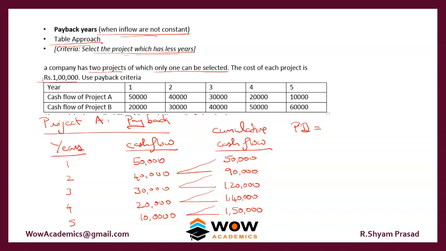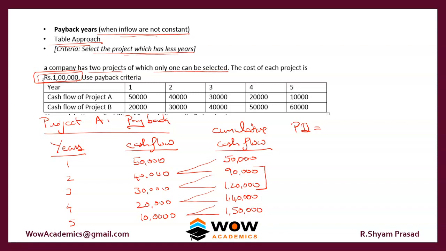So the payback works like this. First, find out what is the total investment. The total investment is 1 lakh. Okay, look in which year it is crossing that 1 lakh. It crosses between the second year and the third year. So it means that the payback is situated between the second year and the third year.